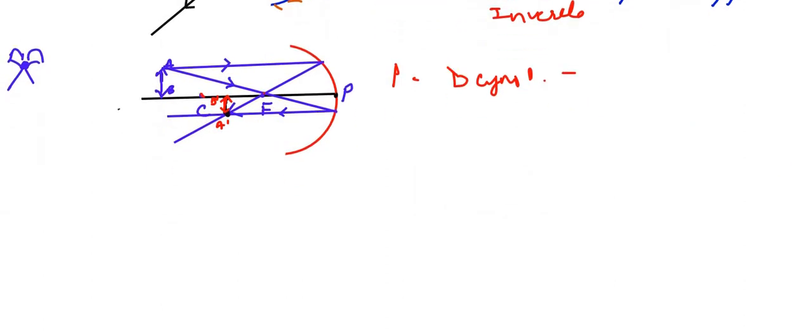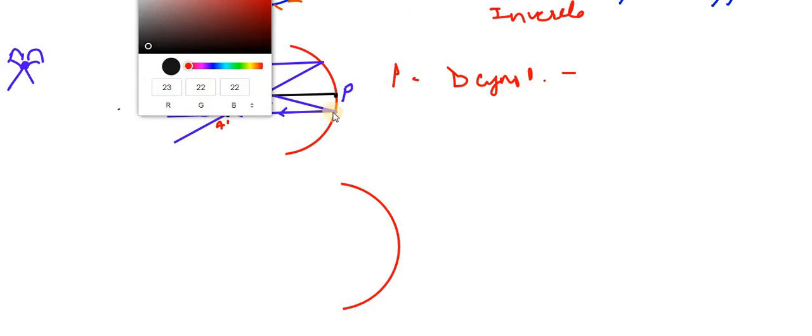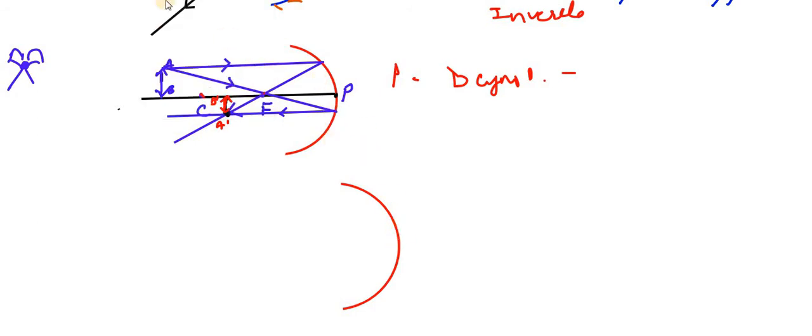Now again you can take the same semicircle and draw this. When the object is placed on C, we need to place the object at C. This is the principal axis, and here it is polished.